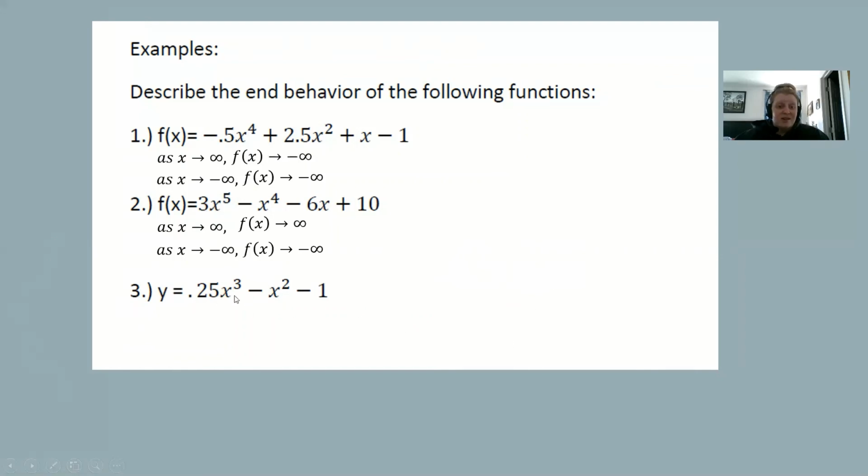And number 3 is actually an x cubed function, and it's the exact same scenario. The number in front doesn't really matter. That just makes it stretch or shrink. What does matter is if it's positive or negative. And it's still positive, so the end behavior is going to be the same. So on the right, it's still going to go up, and on the left, it's still going to go down.